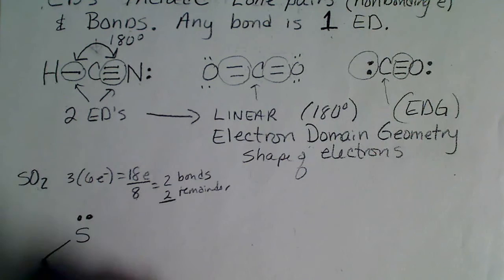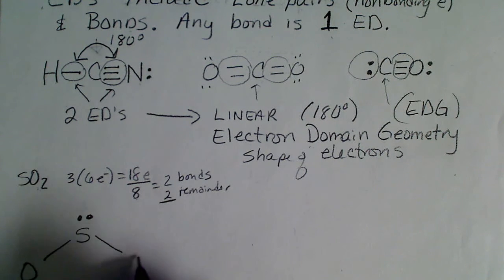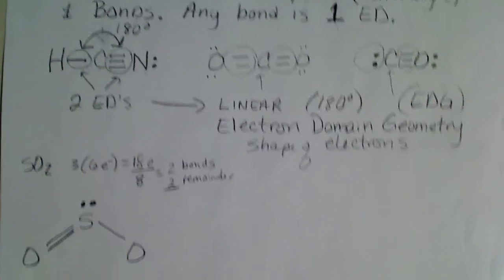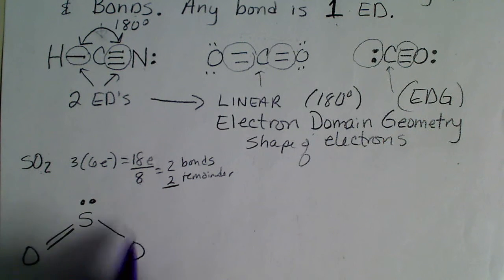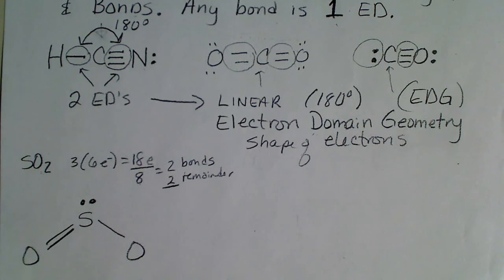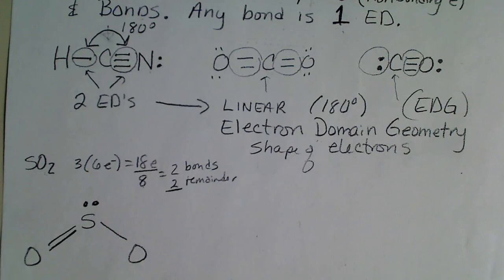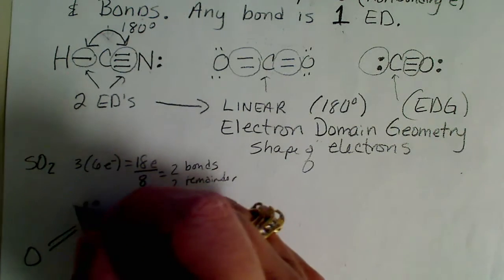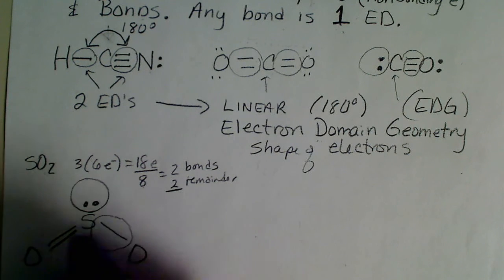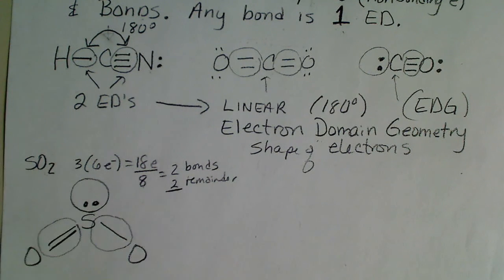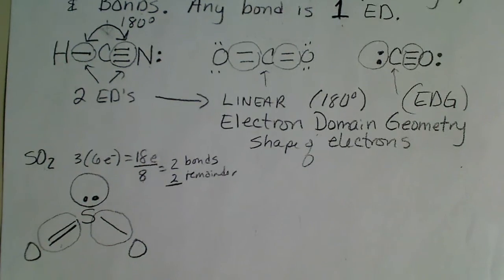So if I draw the O's here, I would still select one position to put that double bond. SO2 would have 2 resonance structures because of the choice on where to put that double bond. More importantly, it's got 3 electron domains. That is 1, that is 1, and that is 1. So each group of electrons, whether it's a lone pair or a bond, counts as 1 electron domain.